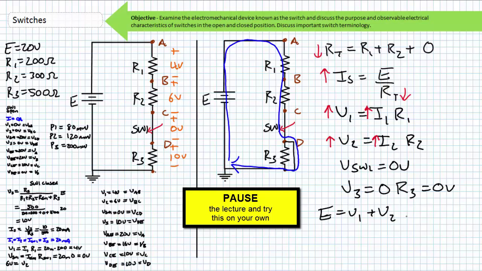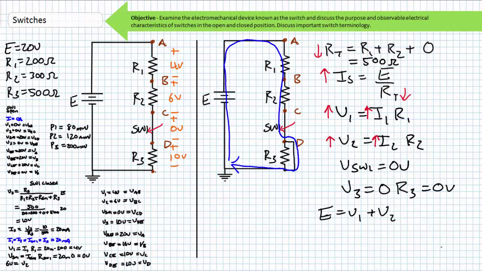Pause the lecture and see if you can determine the anticipated current draw, the voltage drop across each component, and the power dissipated by each component when R3 is shorted out and effectively removed from consideration. When R3 is no longer in our circuit, the only opposition to current remaining is that posed by R1 and R2. Total resistance drops to 500 ohms.